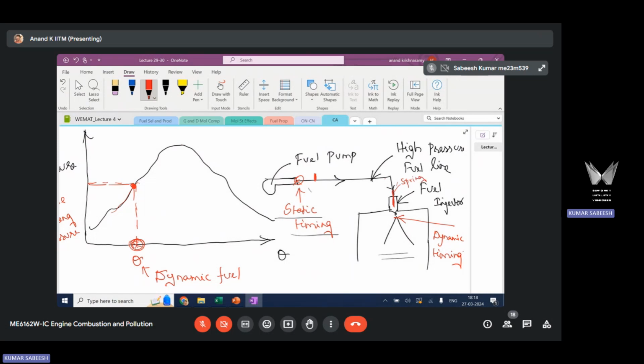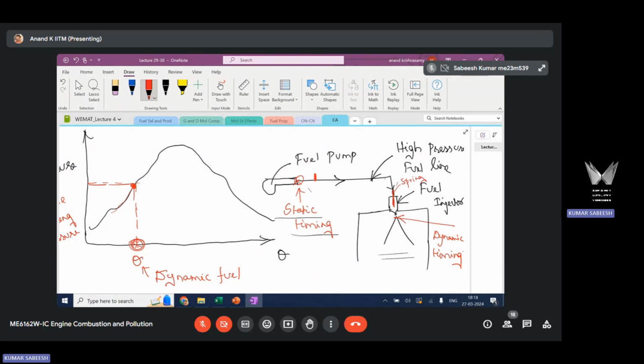That's why it is a mechanically actuated system. You have a spring force. When the fuel line pressure overcomes the spring force, the needle is going to lift, and fuel will start to be sprayed into the engine combustion chamber. So fuel spray is based on when the needle lifts.